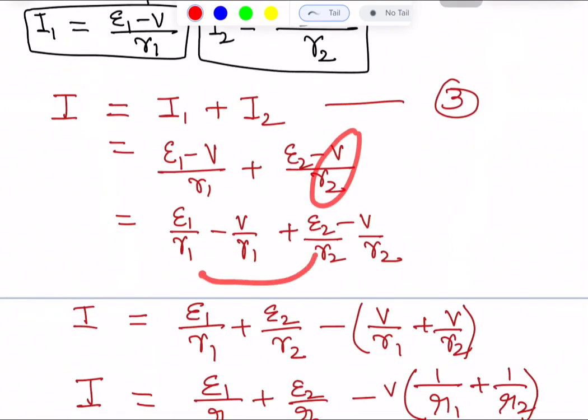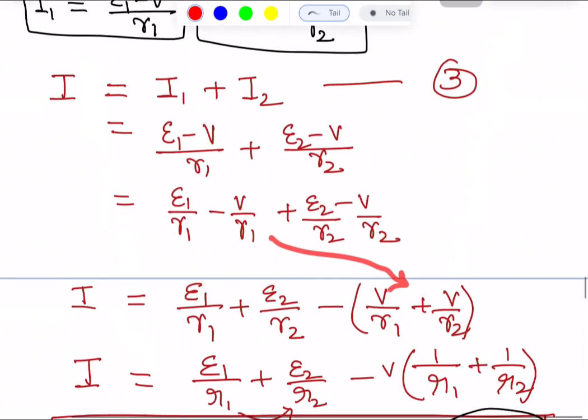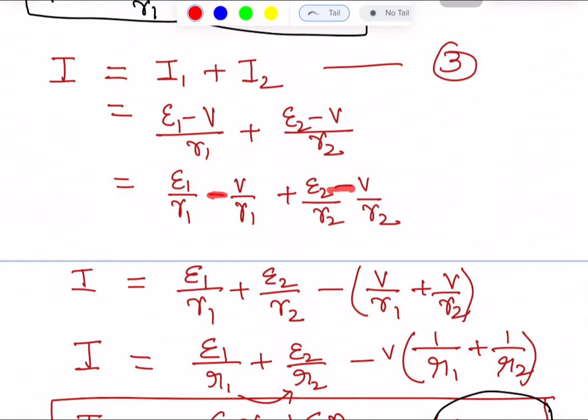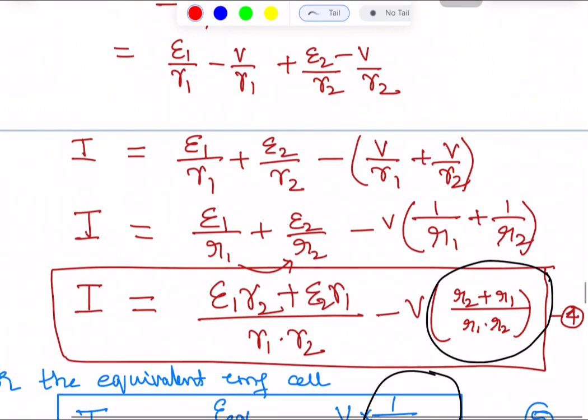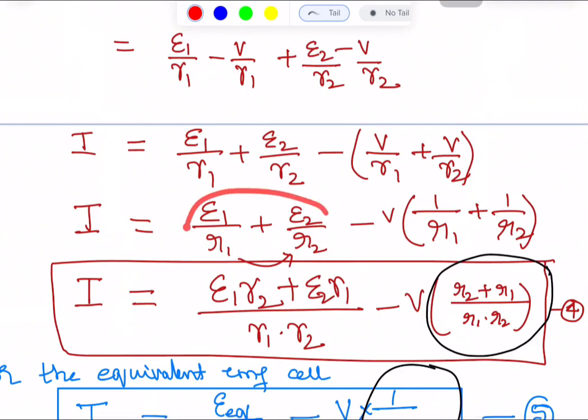Then rearrange so that the EMFs come together and the internal resistances and voltage come together. Here the minus sign is taken as a common factor, and V can also be taken out as a common factor. You can simplify this by taking the LCM: E1 R2 plus E2 R1 divided by R1 into R2. So you will get this equation.